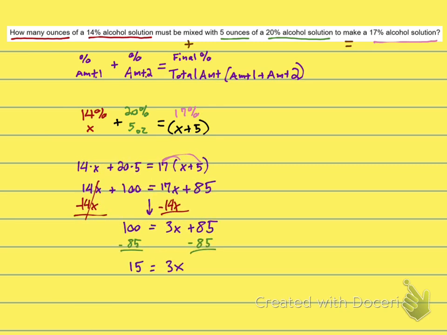We'll divide both sides by 3. 5 equals x. Now let's make sure that we know what we're looking for here. How many ounces? Okay, so this is 5 ounces. All right, everything else we know. So my answer is 5 ounces.